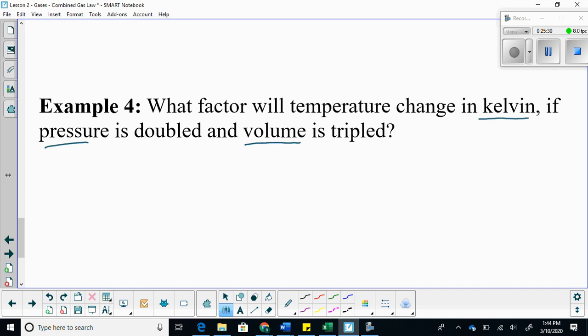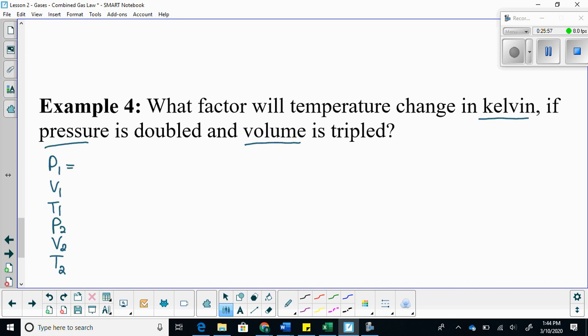Here's how I want you to set up these sorts of problems. You're going to start by listing your variables. P1, V1, T1, P2, V2, T2. The best way I can recommend of doing these sorts of problems is by using the formula. From here, you're going to select numbers for your P1, V1, and T1. My recommendation to you is to select 1.